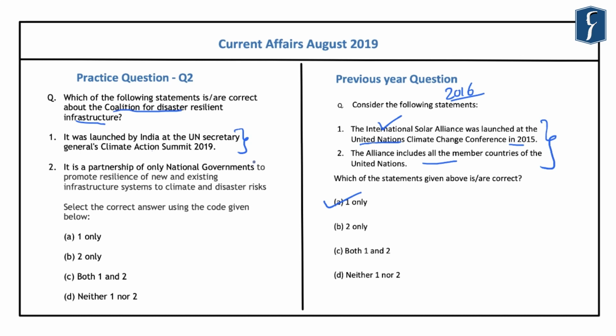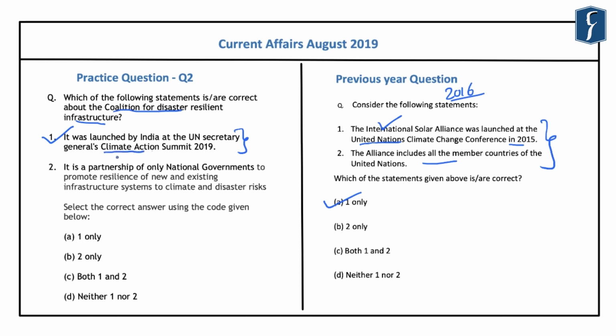So the first statement here is also related to the launch of this initiative, which has been launched by the Prime Minister of India recently. And the first statement in this question is correct because the Prime Minister of India had launched this Coalition for Disaster Resilient Infrastructure at the UN Secretary General's Climate Action Summit of 2019.